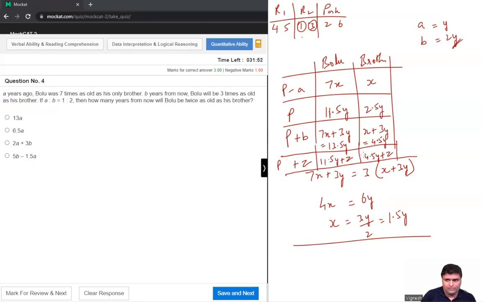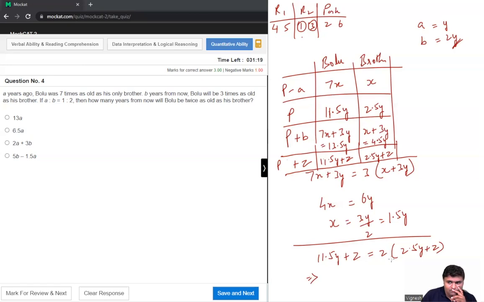Correct? Then we directly get it right now. How many years from now will B be twice as old? Else we would have had to do that and then subtract that bit. So what do we get here? 11.5y plus z equals 2 times 2.5y plus z. Does it seem like it, or some silly mistake? I don't know. I'm talking a lot. I'm not focusing on the question. I'm waiting for you people to respond.